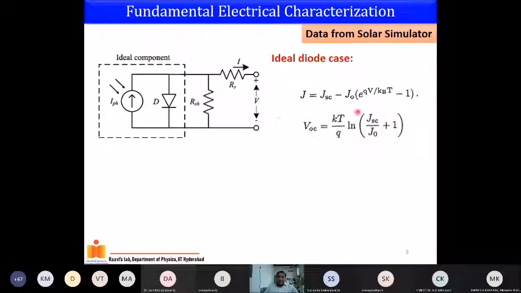And then VOC is given by the equation kT by q, where T is the temperature of your ambient conditions where you're measuring your solar cell. If you increase the temperature, VOC also changes. So one should keep in mind how the temperature is changing in your solar cell when you're measuring it, times ln(JSC by J naught plus 1).